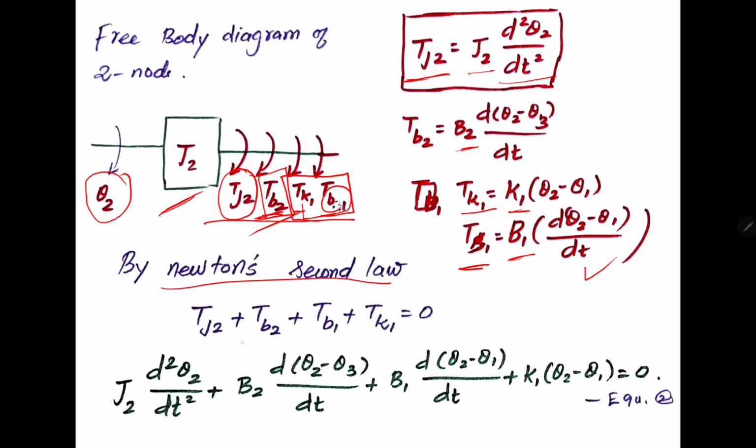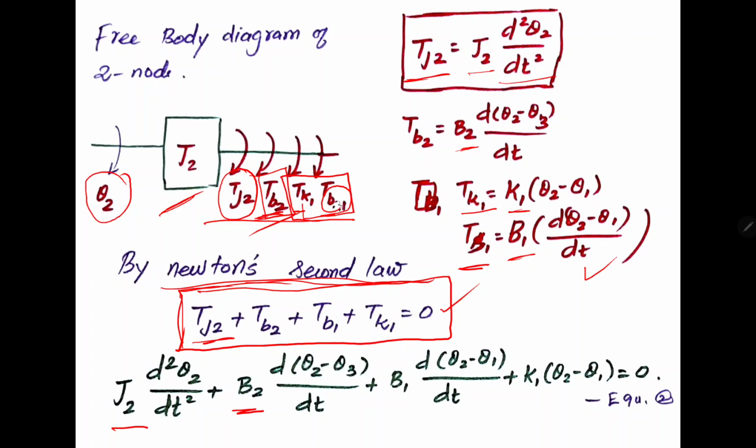Now using Newton's second law, the sum of applied torque is equal to the sum of opposing torque. Here there is no applied torque, all are opposing torques, so the sum of opposing torque is equal to 0. Simply substituting the values of all these opposing torques, I get this equation. This is equation 2: J2 into d square theta 2 by dt square plus B2 into d of theta 2 minus theta 3 by dt plus B1 into d of theta 2 minus theta 1 by dt plus K1 into theta 2 minus theta 1 is equal to 0.